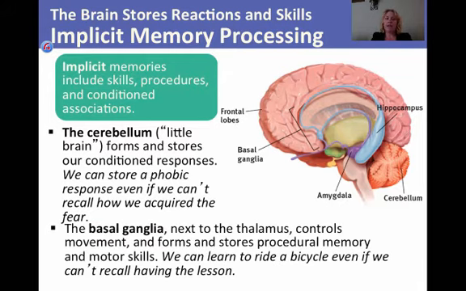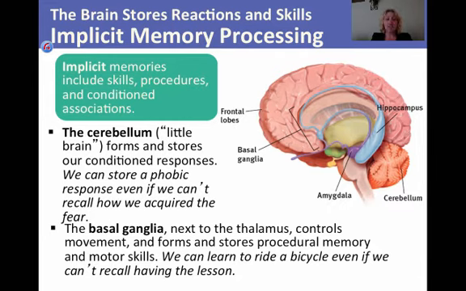And then the basal ganglia, which is next to the thalamus in our brain. So if the thalamus is this yellow thing, the basal ganglia is right around here, controls movement and forms and stores procedural memories and motor skills. We can learn to ride a bicycle even if we can't recall having the lessons, or driving a car, or those kinds of things.